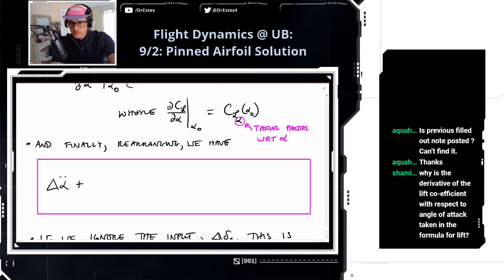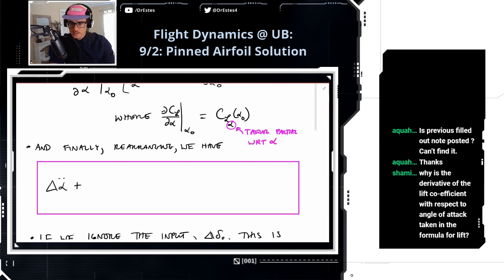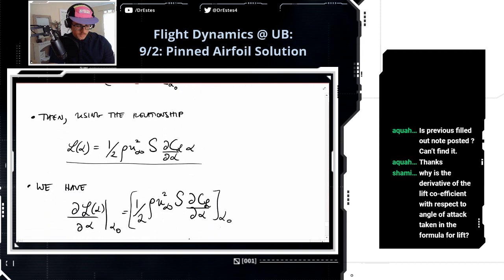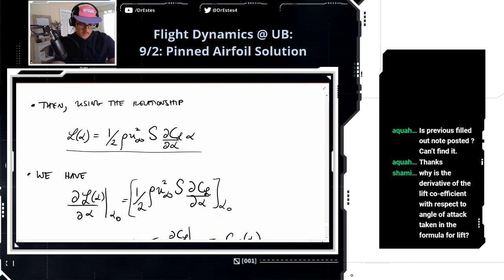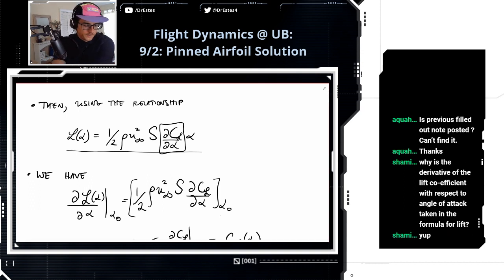Why is the derivative of the lift coefficient with respect to the angle of attack taken in the formula for lift? So you're saying, like, why is this in the formula for lift? Okay.